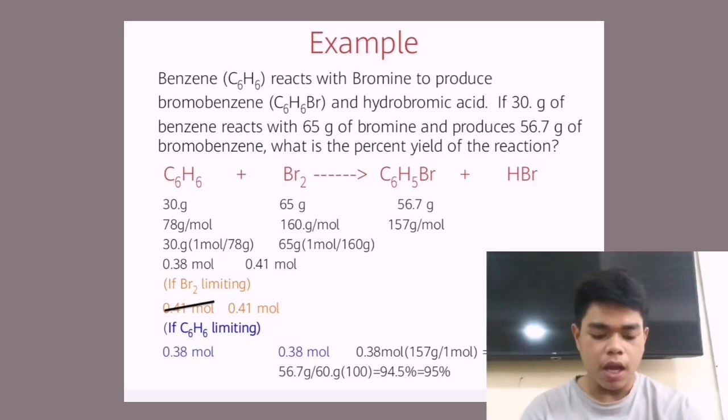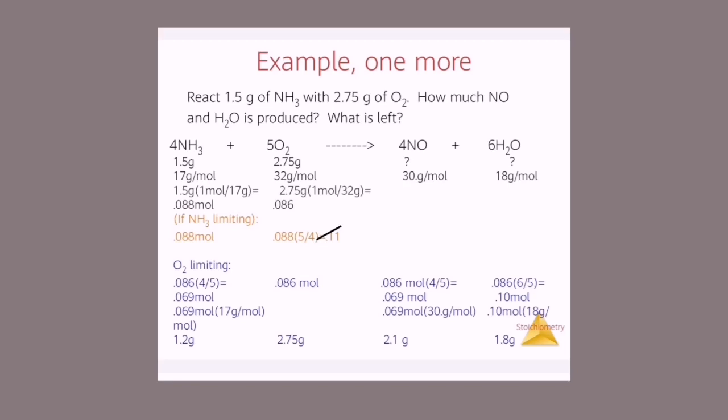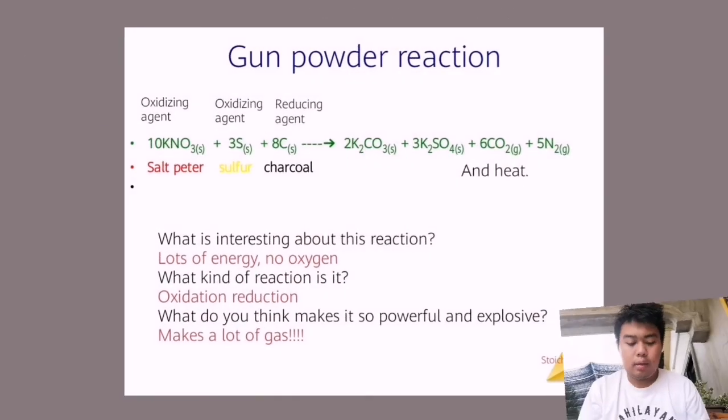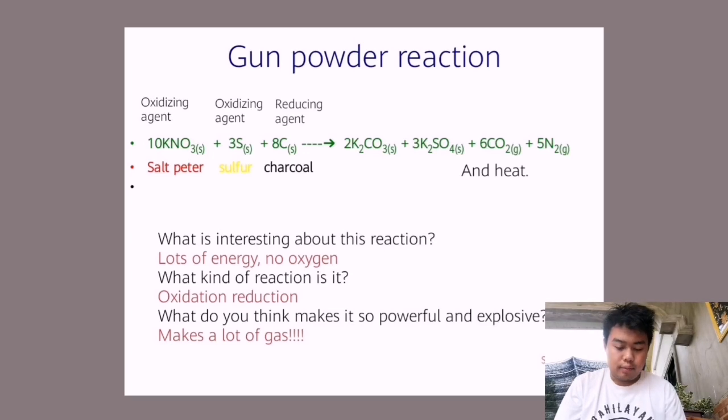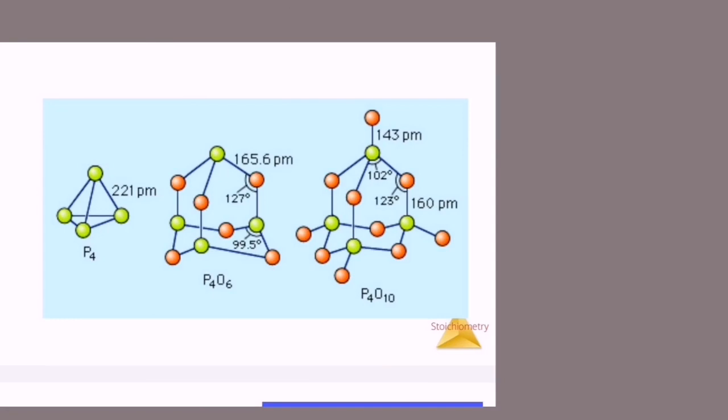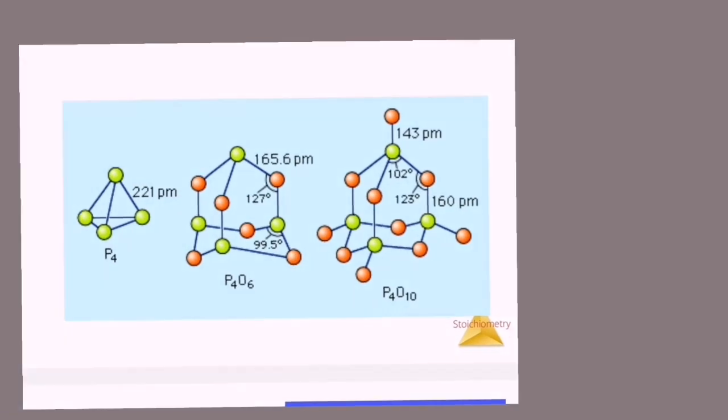Example: calcium and hydrogen plus bromine to calcium bromide plus hydrogen bromide. Gunpowder reaction. What is interesting about this reaction? Lots of energy, no oxygen. What kind of reaction is it? Oxidation-reduction. What do you think makes it so powerful and explosive? It makes a lot of gases.